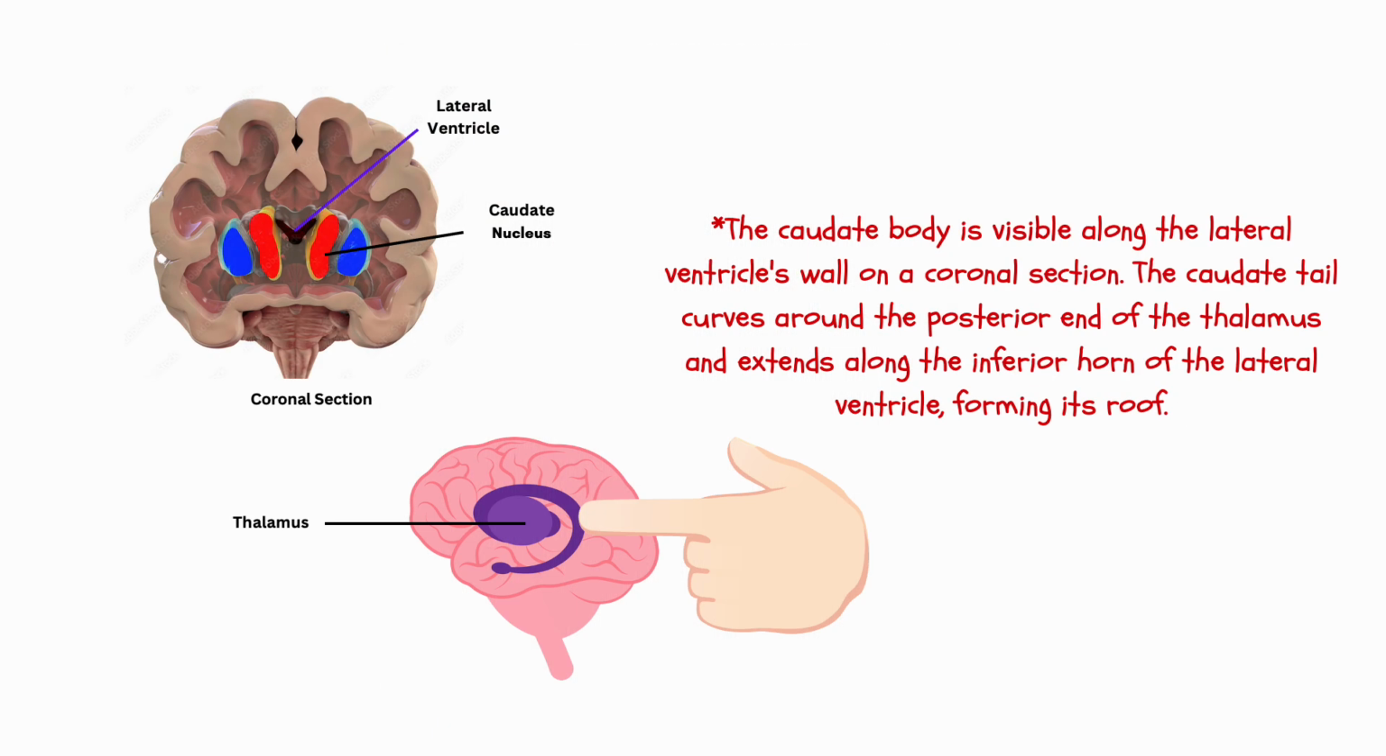Now, the caudate body is visible along the lateral ventricle's wall on a coronal section. The caudate tail curves around the posterior end of the thalamus and extends along the inferior horn of the lateral ventricle, forming its roof. This I have already spoken to you about in the earlier slide.